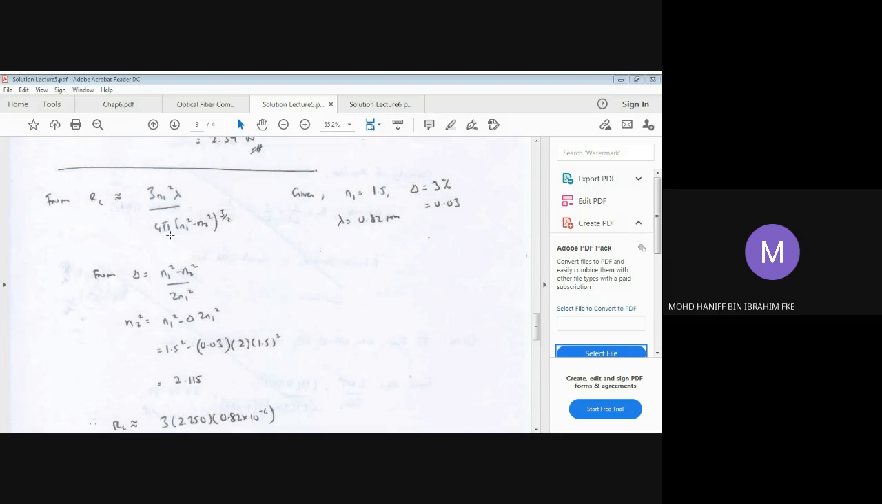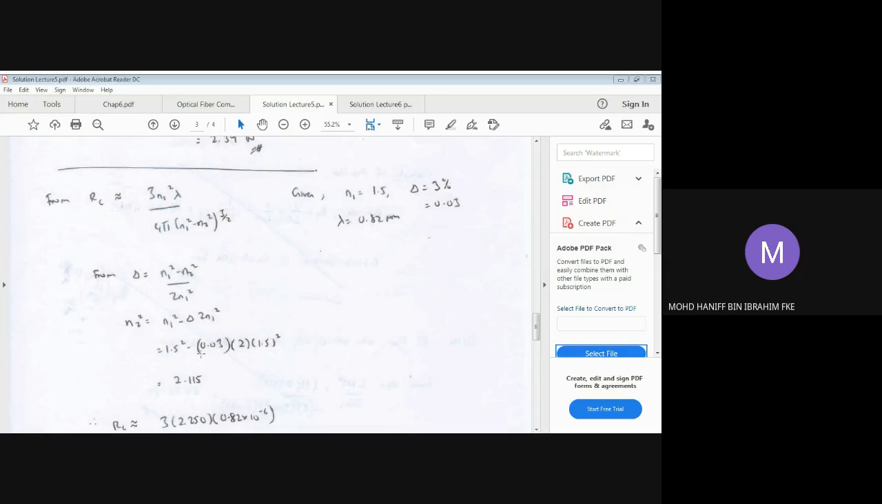Right. So this N1 and N2 relationship can be solved by information of the delta. And we know from what we have learned in chapter 2 that relative index difference is given by this. Delta is N1 squared minus N2 squared over 2N1 squared. This is the relationship. From this we can calculate N2 straight away, because N1 has been given. So N2 is the one that needs to be calculated.